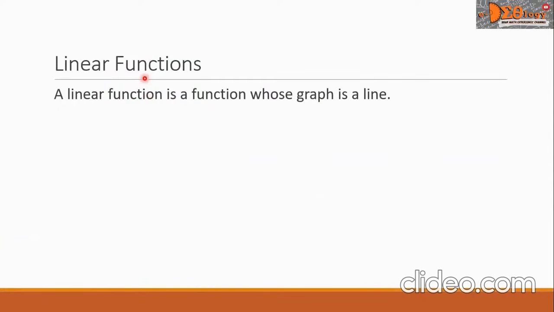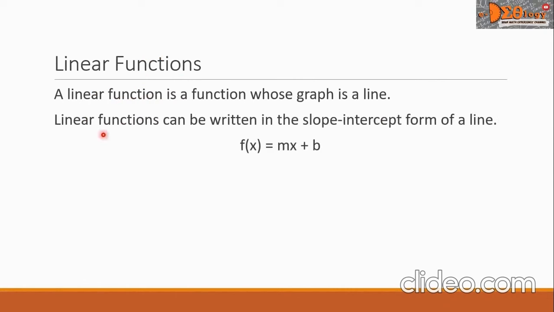First, let us define linear functions. A linear function is a function whose graph is a line. Linear functions can be written in the slope-intercept form of a line. This is f of x equals mx plus b. We know that m, the coefficient of x, is the slope of the line, and the b is the y-intercept.